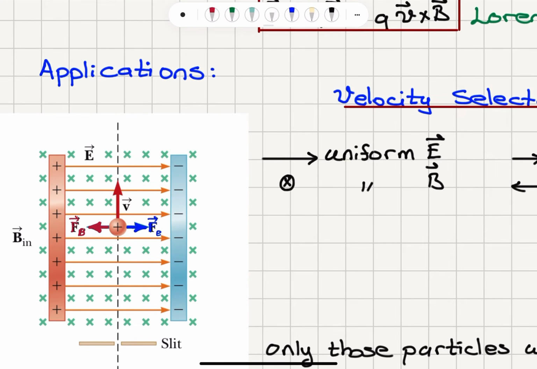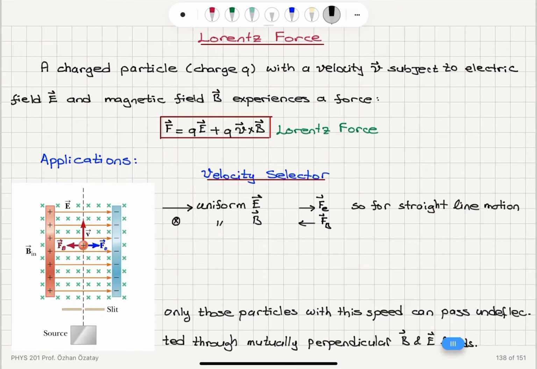So you can see that we have these two forces, magnetic and electric forces, acting in opposite direction. So if there is going to be no deflection of this charge, for the linear motion of this particle in between the plates, these two forces should balance each other. So QE, the electric force, must be equal to QvB, the magnetic force, and the charges will cancel, and we will see that the speed of the particle must be equal to the magnitude of the electric field divided by the magnitude of the magnetic field.